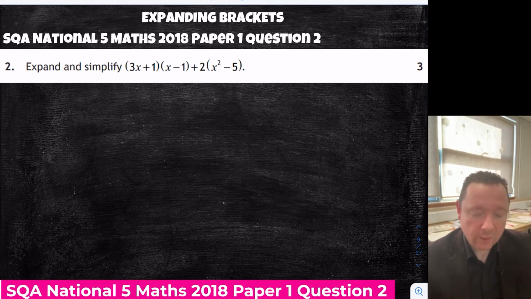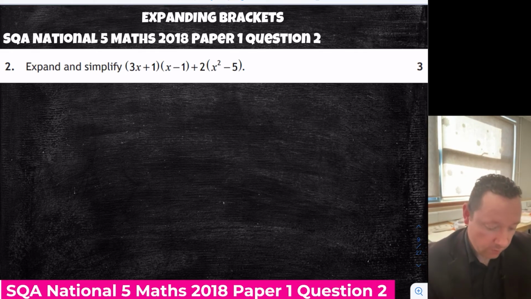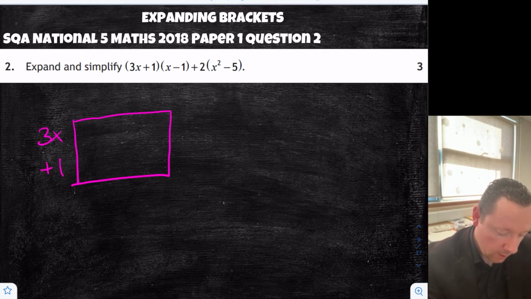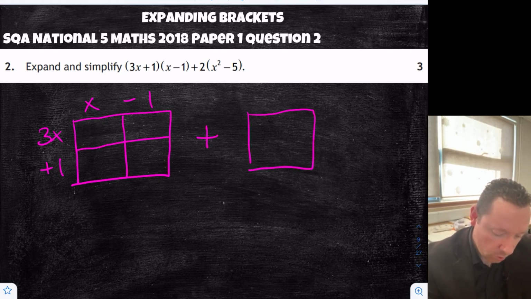SQA National 5 Maths 2018 paper 1, question 2. Expand and simplify. Well, I always use the box method for this, so I'm not going to stop now. So I've got one set of brackets on one side, 3x plus 1 times x minus 1. So I'm going to expand and simplify that. And then it's plus another box, 2 on one side times x squared minus 5 on the other.